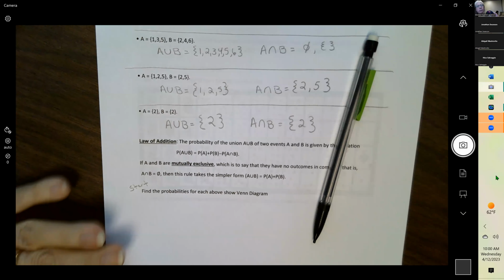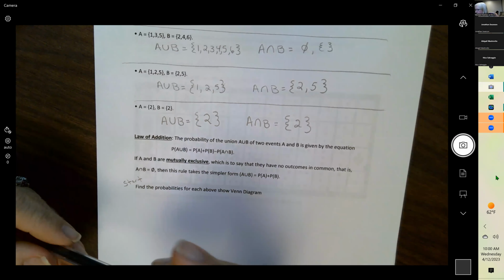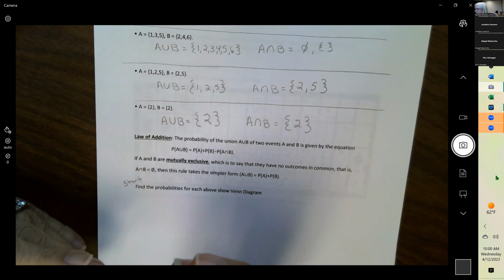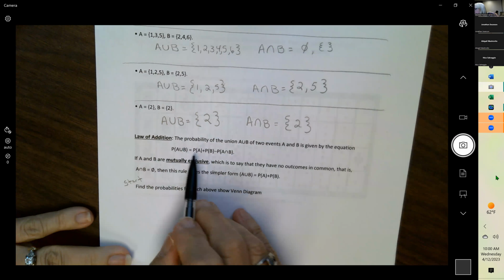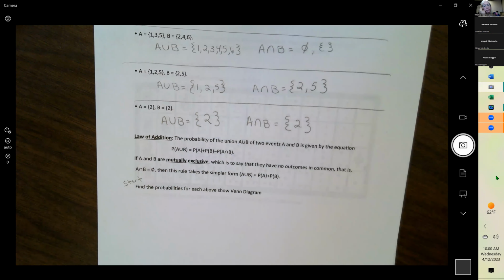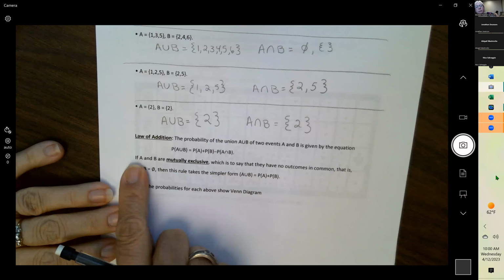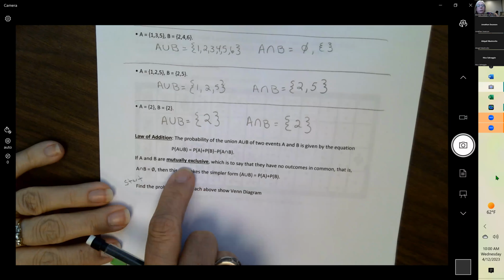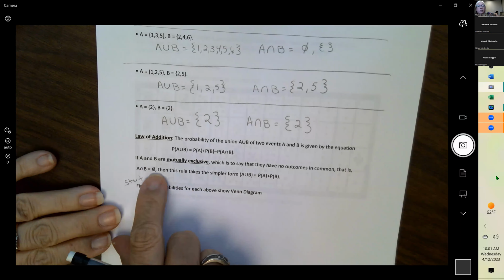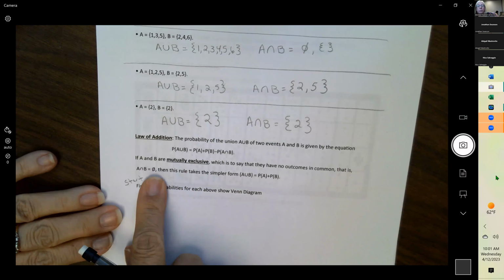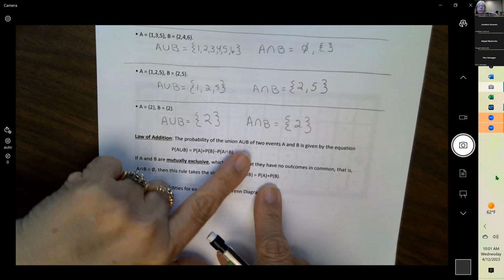Okay, we were on the probability, the law of addition. When you're taking the union, a formula you can use is to add the two together and then subtract their overlap. And the other is a definition. Mutually exclusive means they have nothing in common, and so their intersection is the empty set. When that is the case, then you can just take A union B because the intersection is nothing.